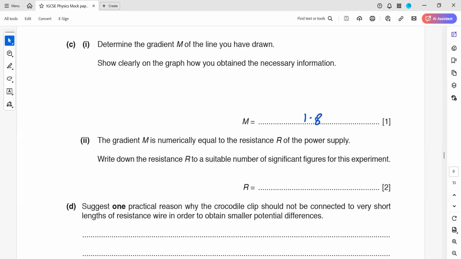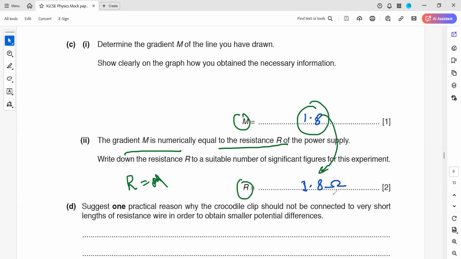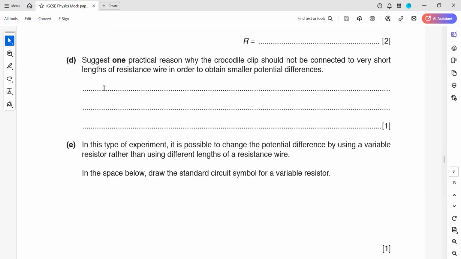The next, they mention the gradient. The gradient is numerically equal to resistance, meaning the value of the gradient and the value of the resistance are the same. So R is equal to M. R is equal to the gradient, which is 1.8. So the resistance is also 1.8 and the unit of the resistance is ohm. So we write that as ohm.